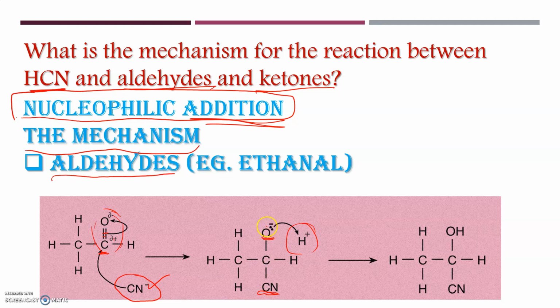The oxygen becomes highly negative, and then it is attached to the hydrogen from the HCN. This is the positive and this is the negative ion, and then we have the final result. Okay, so this is the key. The pi bond is broken. The oxygen is attached to hydrogen and the carbon is attached to the cyanide ion. This is for aldehydes.